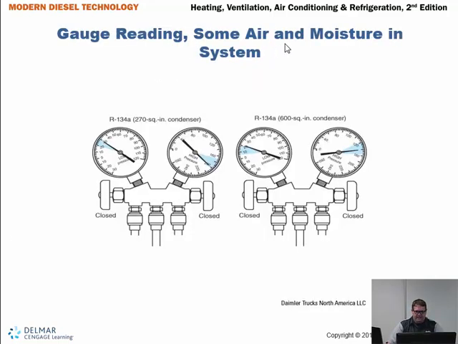All right, gauge reading, some air and moisture in the system. So let's look at these gauges with an R134 system and a 270 square inch condenser. So obviously the condenser is going to make a difference, right? We're going to have 20 to 30 on the low side, and on the high side this appears to be about 163, 2 to 3, up to about 200.